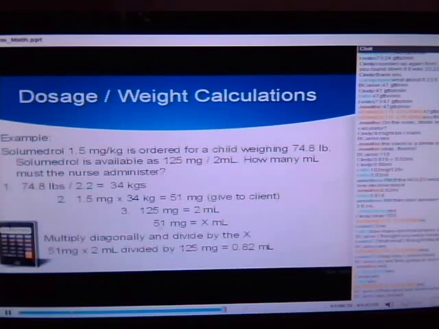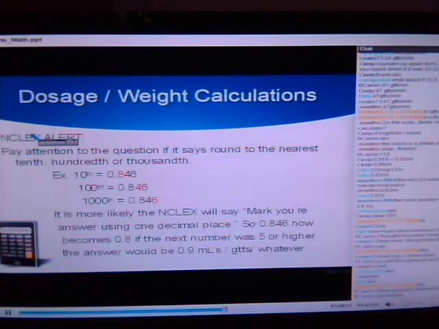Now, this is what I want you to know for the NCLEX, okay? NCLEX alert. Pay attention to the question. If it says round to the nearest tenth, hundredth, or thousandth, then do it. Alright? So, for example, the nearest tenth would be 0.8. Okay? The nearest hundredth would be 0.85. See the 4? That's the hundredth. Okay? The thousandth would be 0.846. Alright? But I'm just telling you this for informational purposes only.